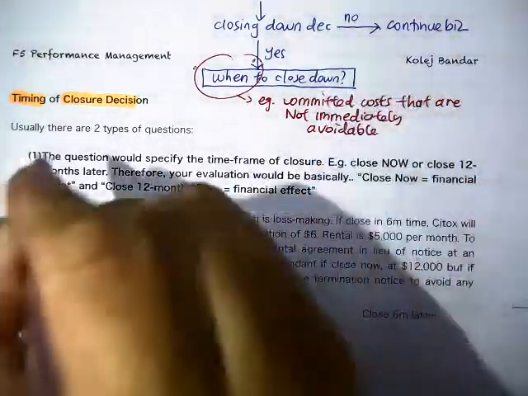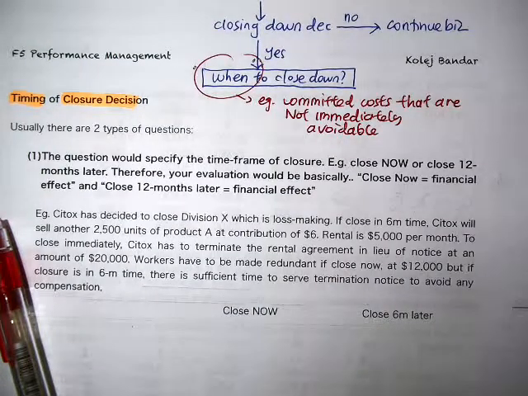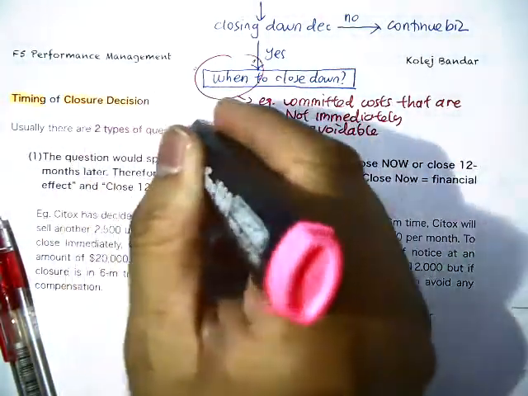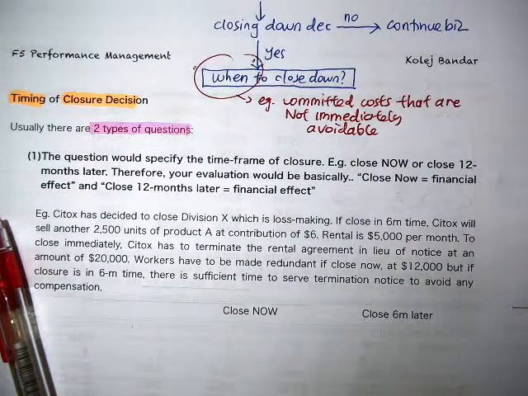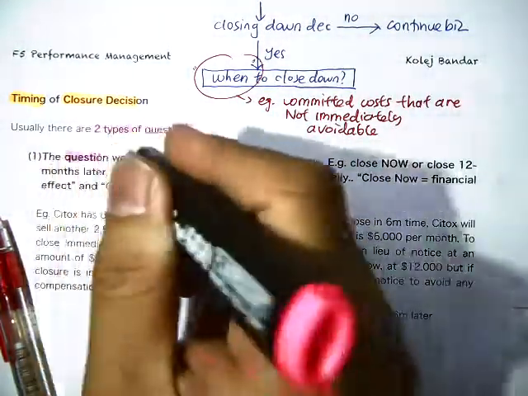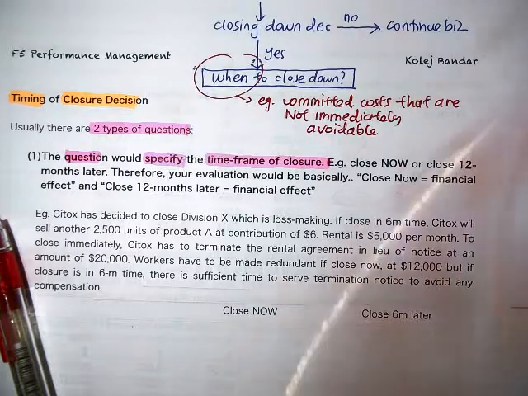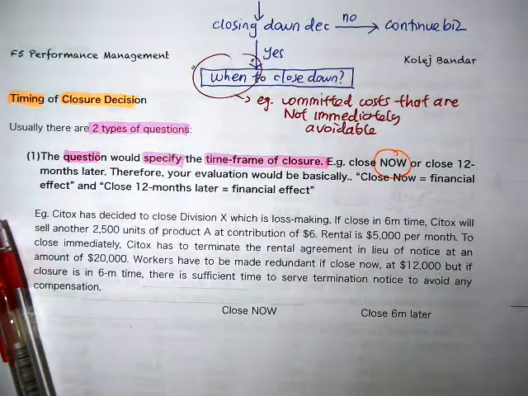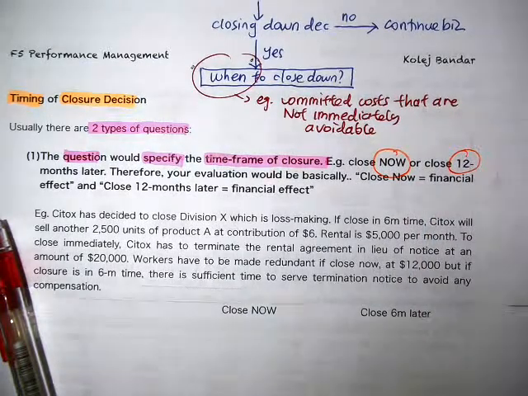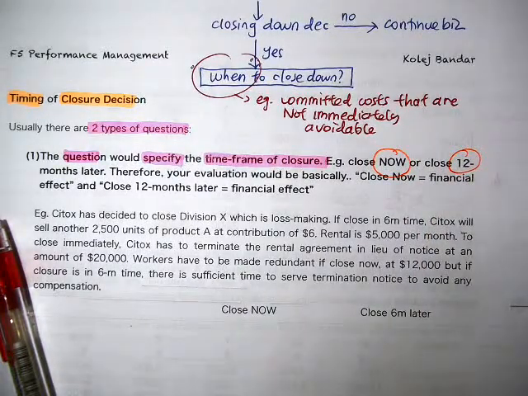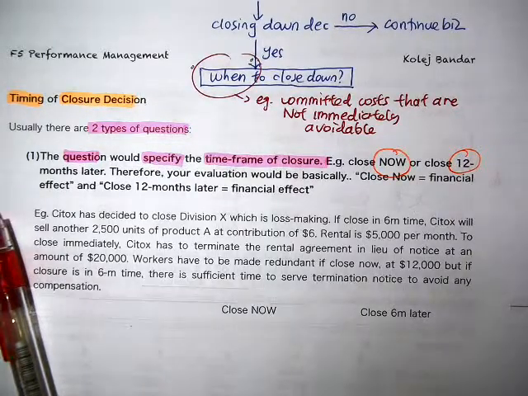So how can they test you on this question? Now, the question can be in one of two styles. The first style is the question will specify the time frame for the closure. Like close now or 12 months later. Now they don't have more options, just two only. Now or 12 months. So you don't have 6 months, you don't have 9 months. Just now or 12 months, two options.